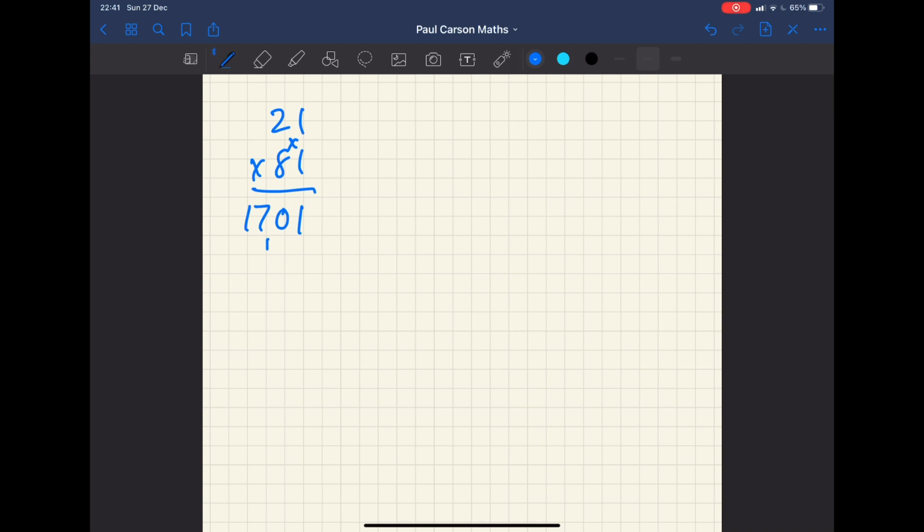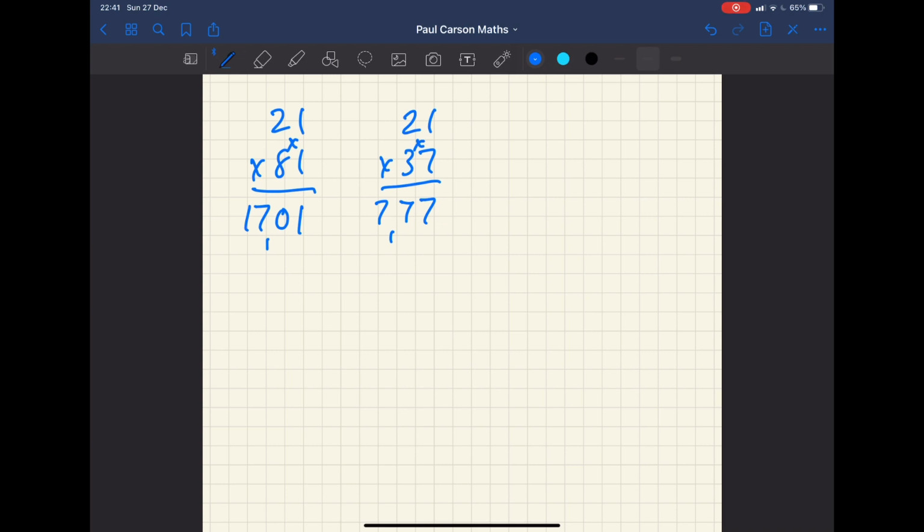Let's try another one. 21 times 37. Pause it there, have a go. Right-hand column, 1 times 7, 7. Cross, 2 times 7 is 14, 1 times 3 is 3. Add them together, that makes 17. Left-hand column, 2 times 3 is 6, plus 1, 7. So 7, 7, 7.